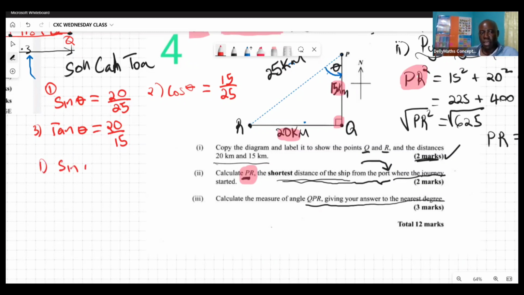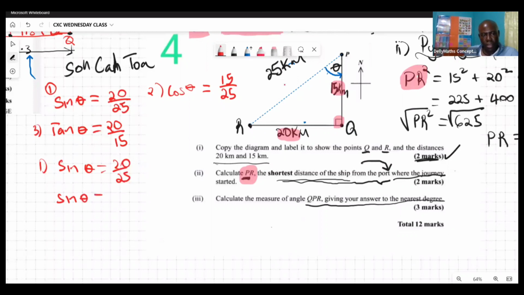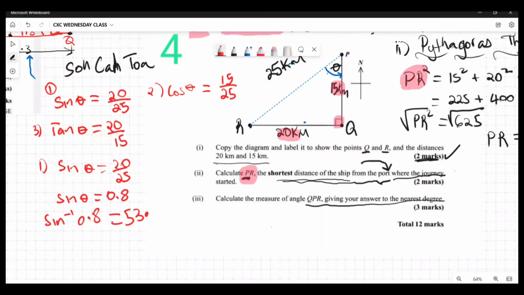Sine of the angle is 20 over 25. Looks like about 0.8. Yes, sir, 0.8. Good. So then we're looking at the sine of the angle is 0.8. So the answer is sine inverse of 0.8. And I'm getting some 53 point 1. But they said to the nearest degree.